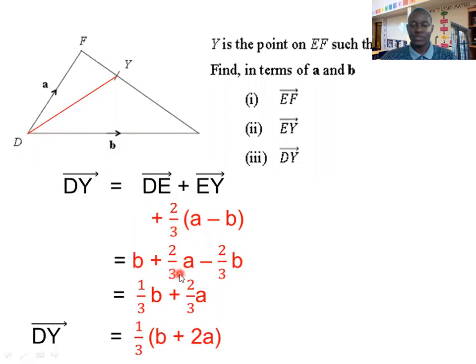Now, if I go on to simplify that, opening the bracket, I have 2 over 3 A minus 2 over 3 B. Working out this B minus 2 over 3 B, that would be 1 over 3 B. And then that would be 1 over 3 B plus 2 over 3 A. 1 over 3 can be brought out. That would be 1 over 3 times B plus 2A. That gives me the vector DY.